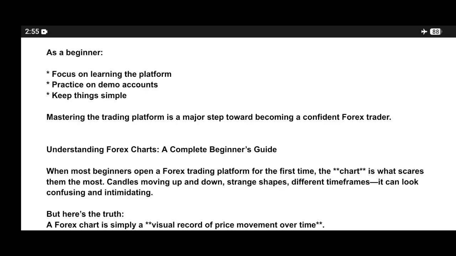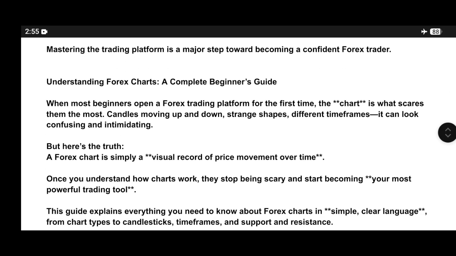Are you getting me? So let's head over to the next topic, which is understanding forex charts, a complete beginner's guide. When most beginners open a forex trading platform for the first time, the chart is what scares them the most. Candles move up and down, strange shapes, different time frames, and it can look confusing and intimidating.